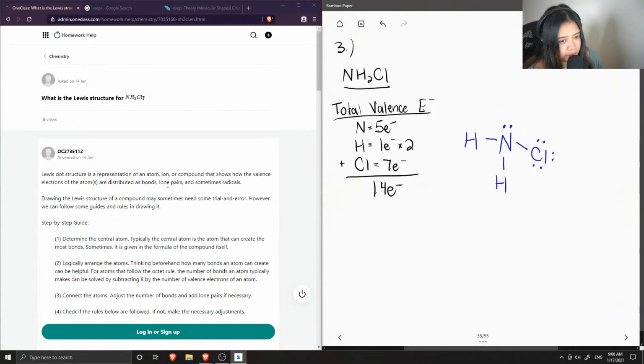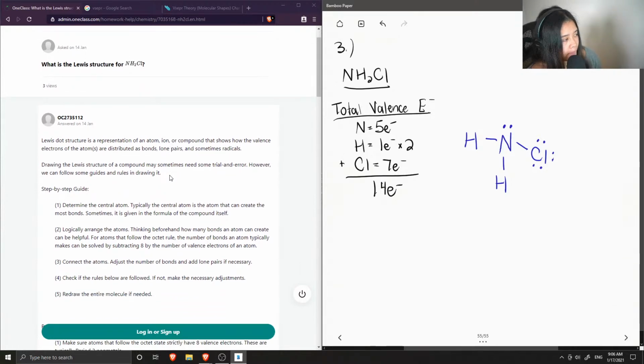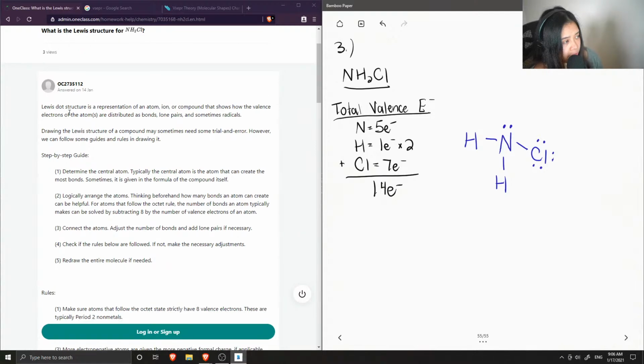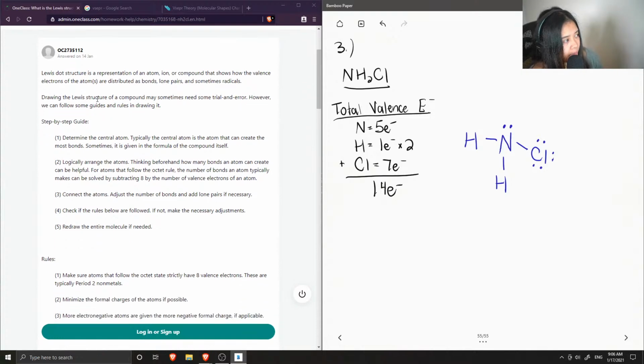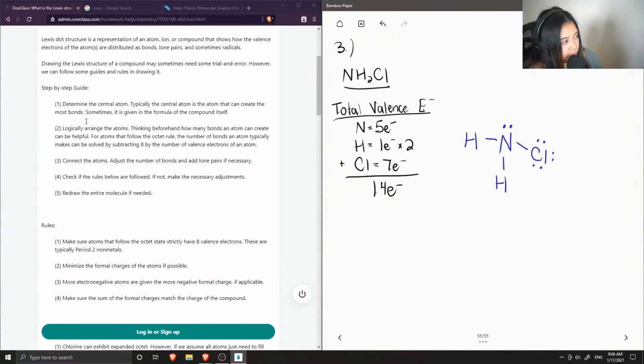So now let's see what the junior tutor said. Lewis dot structure is a representation of an atom, ion, or compound that shows how the valence electrons of the atoms are distributed as bonds, lone pairs, and sometimes even radicals. It contains some trial and error, so there are some guides and rules in following it. So this is a step-by-step guide, so it's pretty much what we did. We determined the central atom, which was nitrogen, logically arranged the atoms.